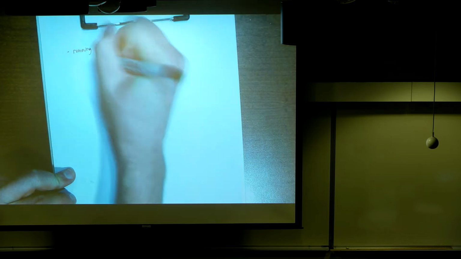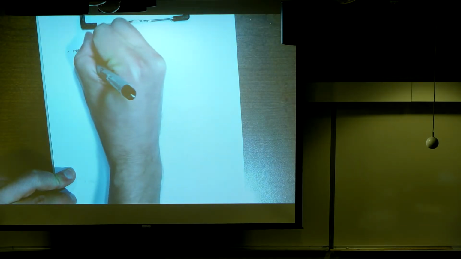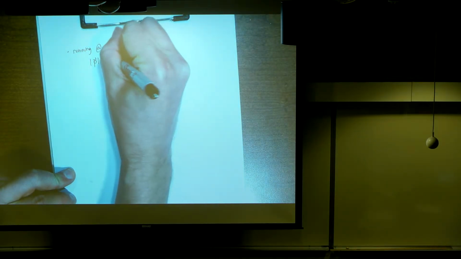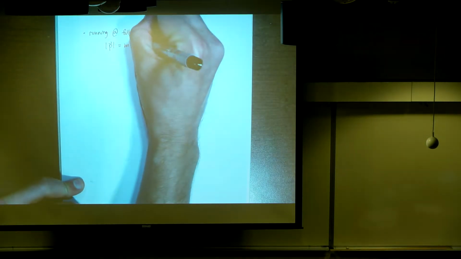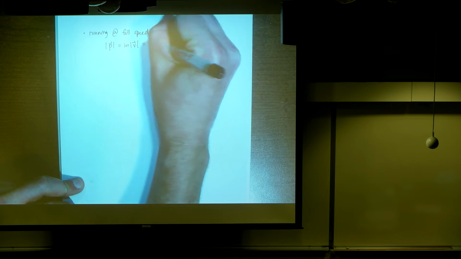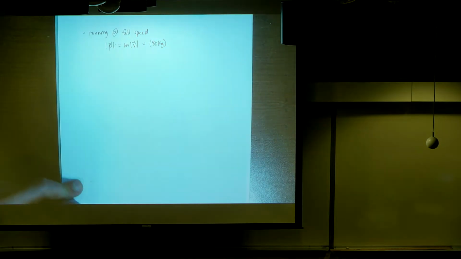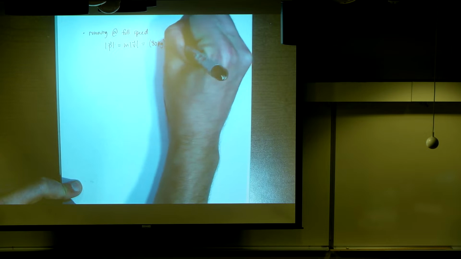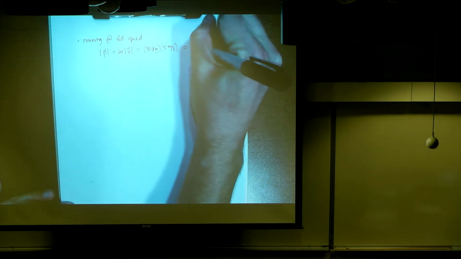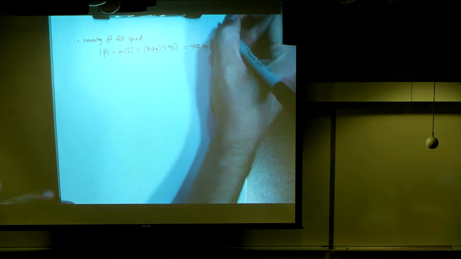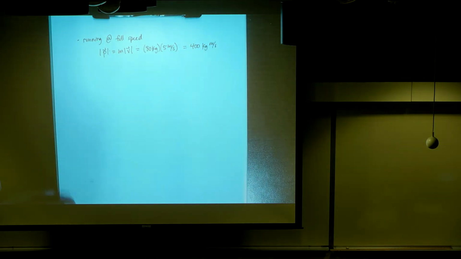So again, running at full speed, our estimate for momentum, and we just want the magnitude here. So that would be the mass times the magnitude of our velocity, which is just our speed. Okay, I'm right around 80 kilograms, so that's what I'm plugging right here. And like I said, let's say 5 meters per second as an estimate of the top speed, okay? So that's about 400 kilograms meters per second, okay? So we all got different answers, but you know, a few hundred is typical, right?